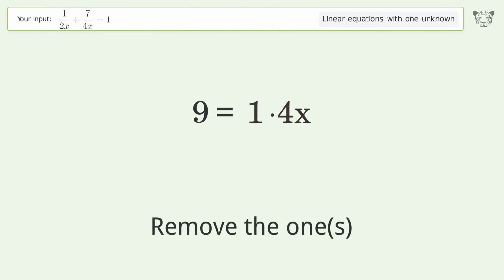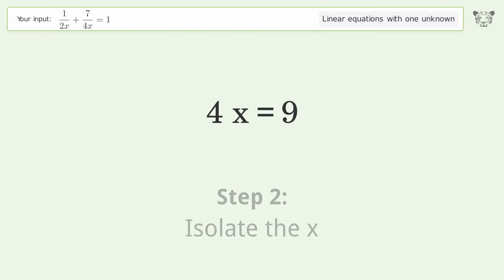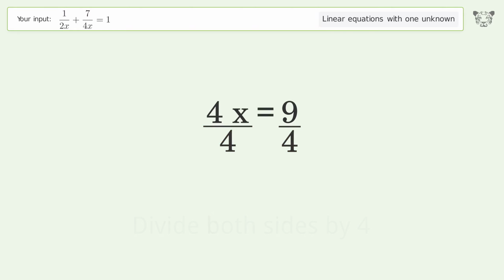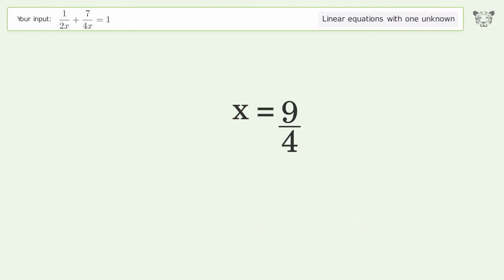Remove the ones. Swap sides. Isolate the x. Divide both sides by 4. Simplify the fraction. And so the final result is x equals 9/4.